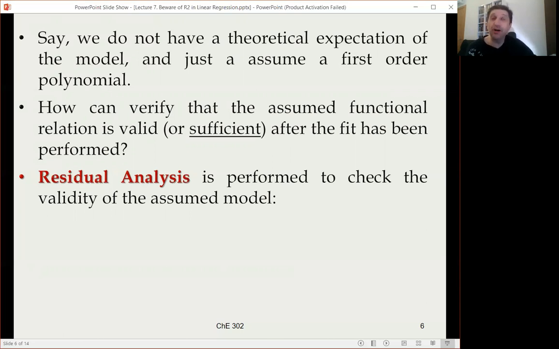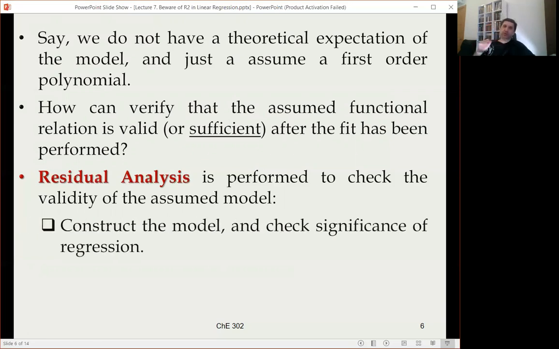I'm not going to talk about the whole residual analysis, but it's going to be the fundamental idea, and it's going to be a kind of practice that you can use in your reports at the undergraduate level. I think it's pretty much sufficient. So in residual analysis, what we do is not something very much out of this sort, as you are going to see. It's going to be very easy. We just construct the model, and then you check the significance of regression.